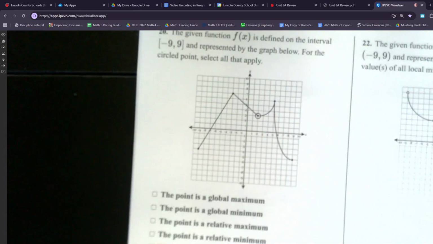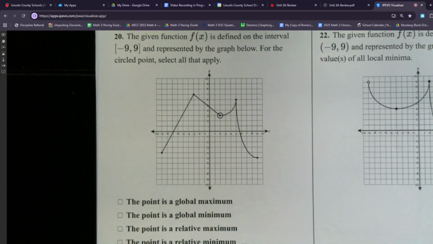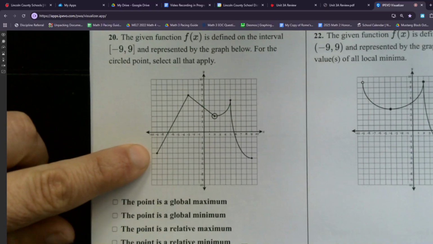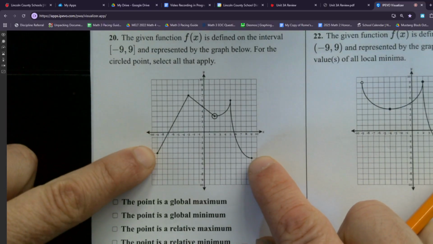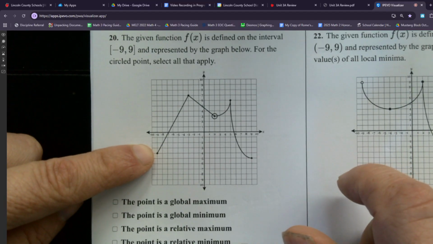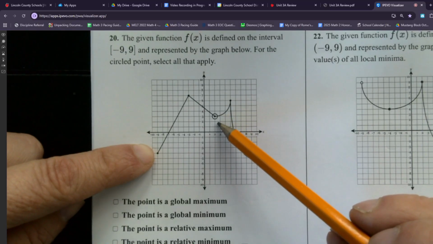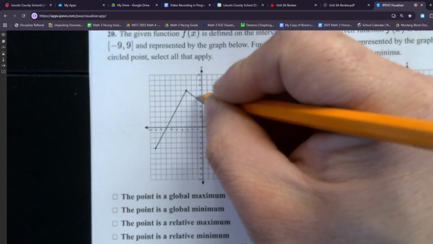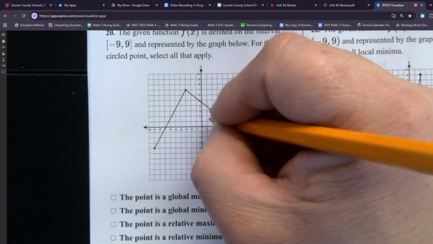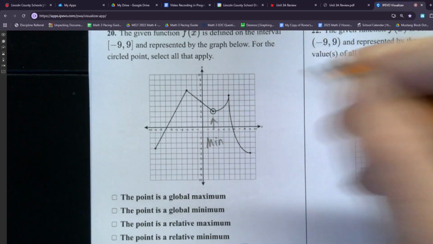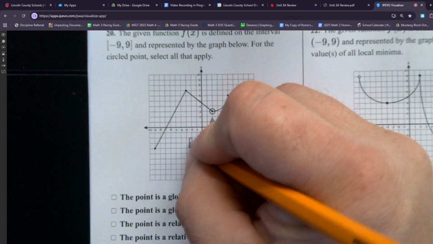All right, the next one's going to be those problems where you have to check all that apply. The given function f of x is defined on the interval -9 to 9. That just means the domain starts at -9 and stops at +9, and it's represented by the graph. For the circled point below, select all that apply. Well, we know that it goes from an interval of decrease to an interval of increase. So that's a min. And plus it has a hump towards the bottom of the graph. We know that's a relative min.